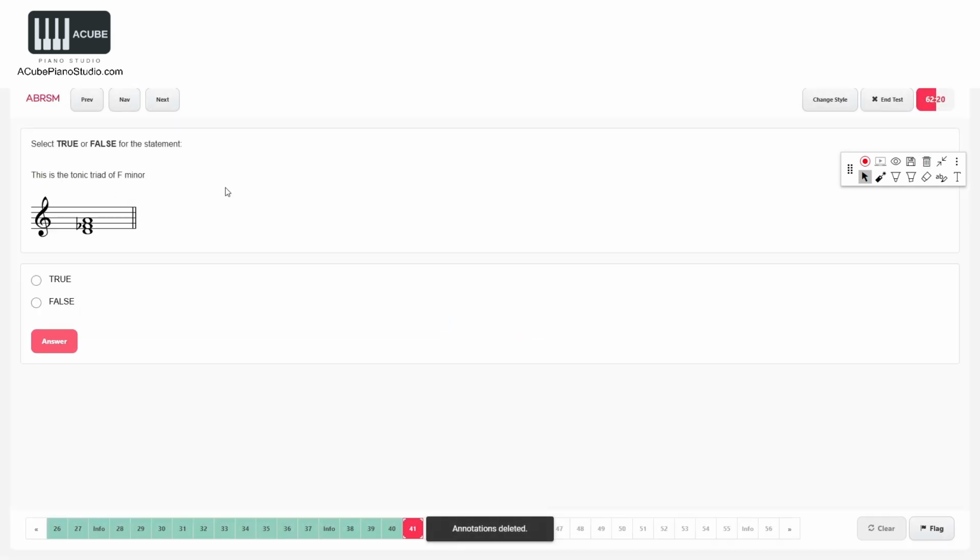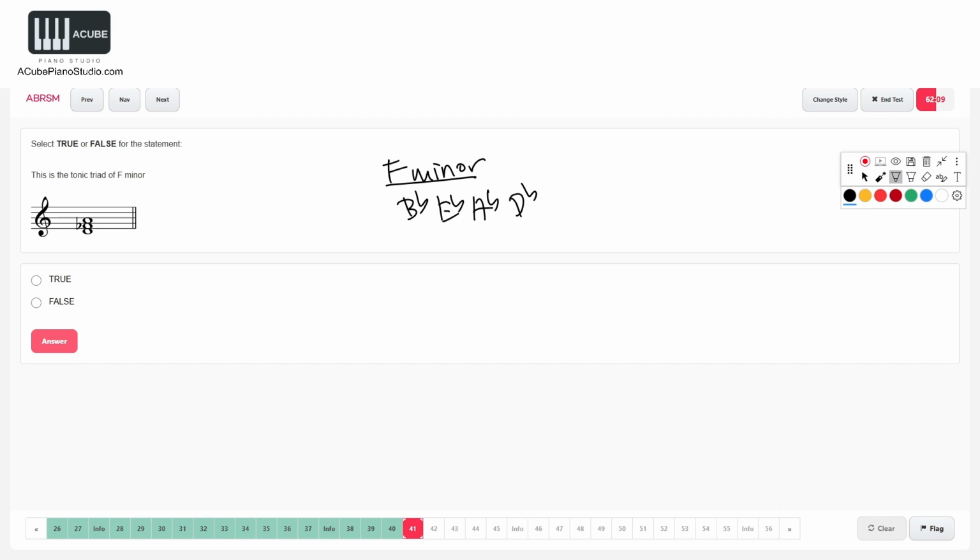Next, this is the tonic triad of F minor. So F minor, what key signature does it have? Well, it is B flat, E flat, A flat, D flat. Okay, so now let's look at this tonic triad of F. Tonic means the first chord, so it is F, A, C. And if you look at this, there is A flat, so it should be F, A flat, C. This is D, F flat, A. Wrong, because it's treble clef. Okay, so this is wrong. So it is false.